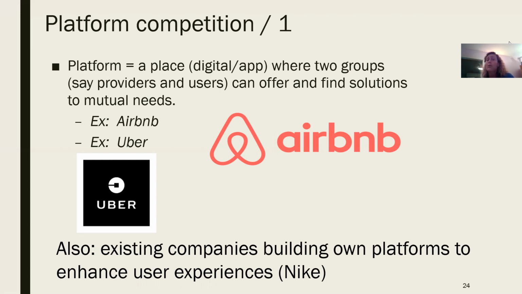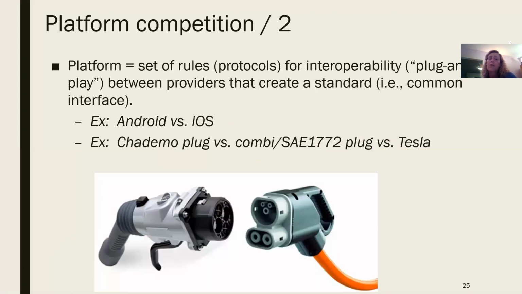Platforms can also refer to an existing company like Nike, for example, or Starbucks, who are building their own platforms to enhance user experiences where they can communicate with each other. So Nike's trying to build a health and wellness platform so that it has a stronger customer engagement, and that way when you think of Nike, you think of more than just a place where you buy shoes or athletic apparel. Now, this meaning of platform is different than the one that I talked about in terms of these rules for interoperability that you see here with the example of the different plug types. The Tesla plug is on the left and the Nissan plug is on the right.